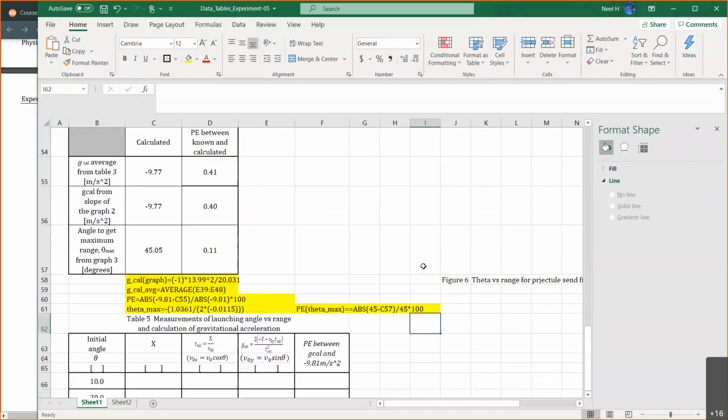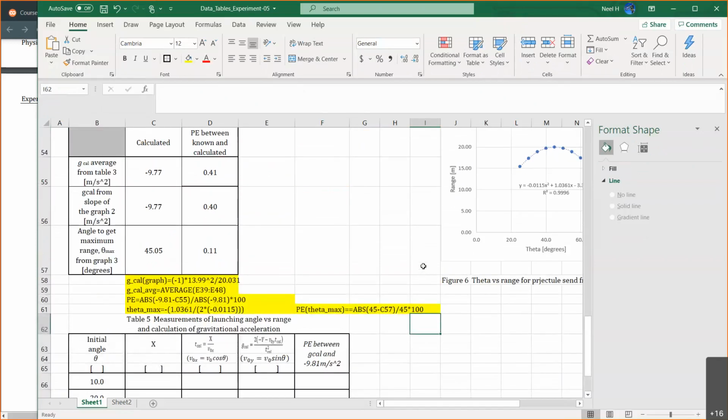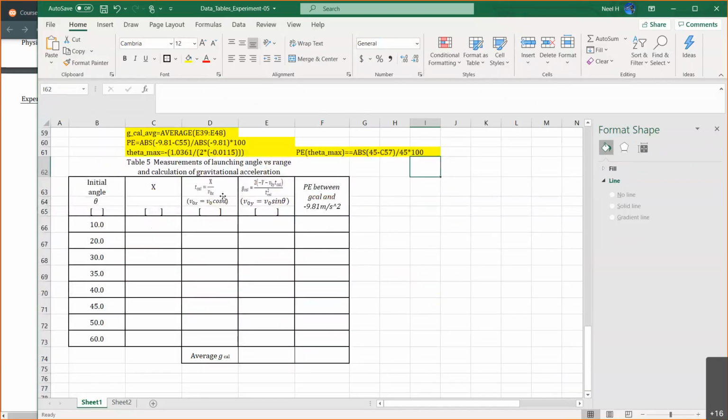Any questions so far? Everybody okay with that table? Then let's continue to the next table, table number five, the last part, okay?